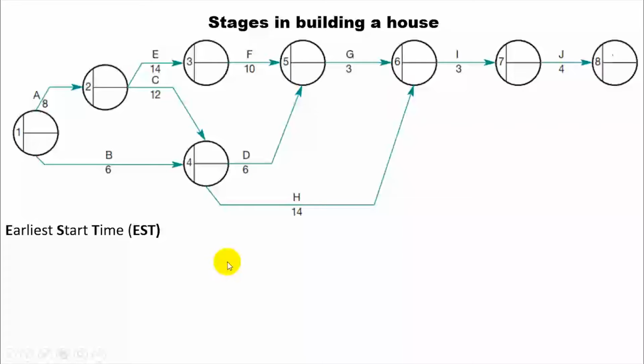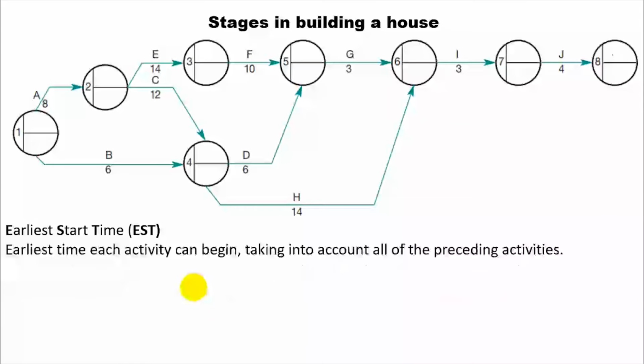Now let's calculate the CPA. First, we need to calculate the earliest start time, EST. EST is the earliest time each activity can begin, taking into account all of the preceding activities. If there is more than one route, choose the longest time. So let's start.